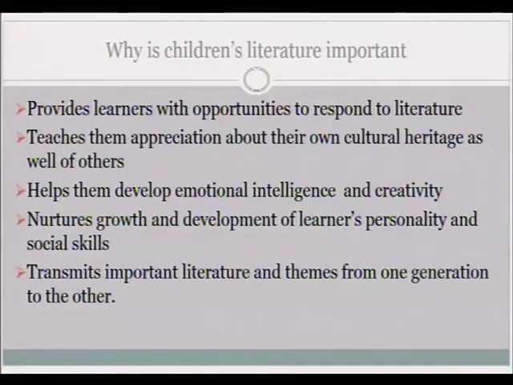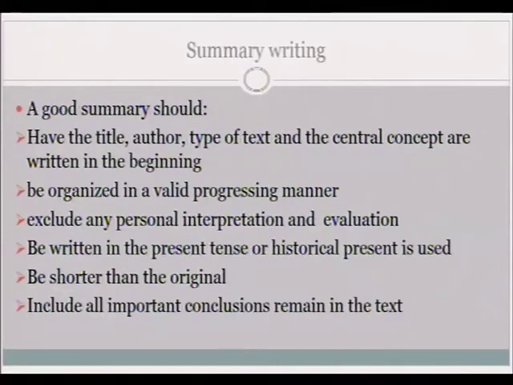It transmits important literature and themes from one generation to the other. All right, themes such as honesty, themes such as jealousy, vice, all those that are punishable and the ones that are rewarded, these are transmitted from one generation to another, and we want to carry them on. So if our children learn about them today, they can also pass it on to the next generation. So that is why literature is important.